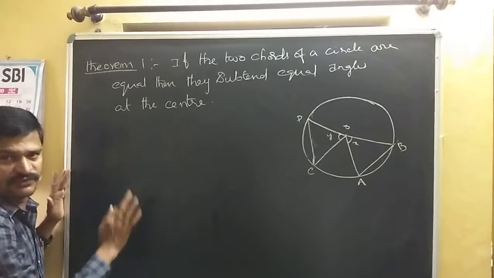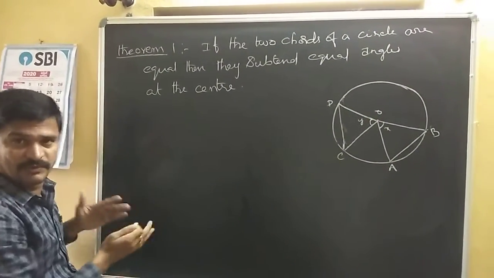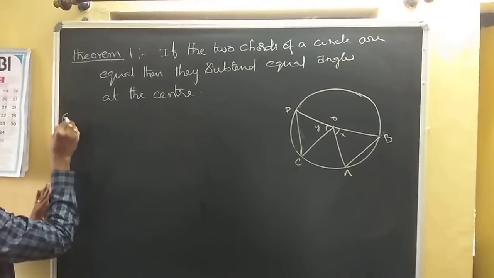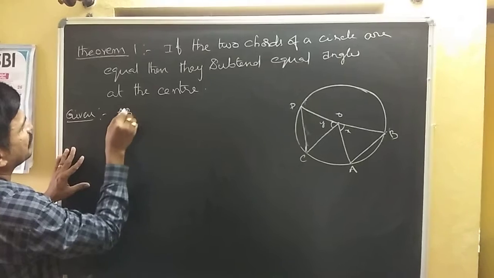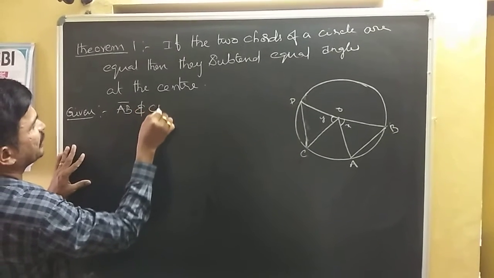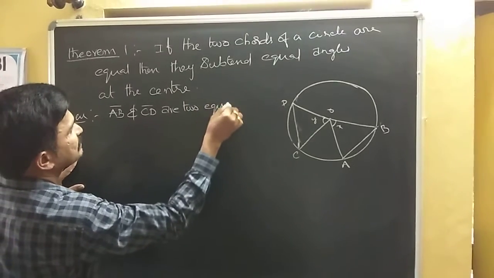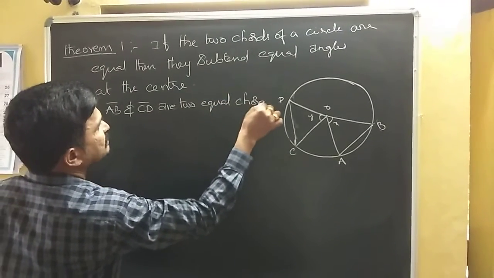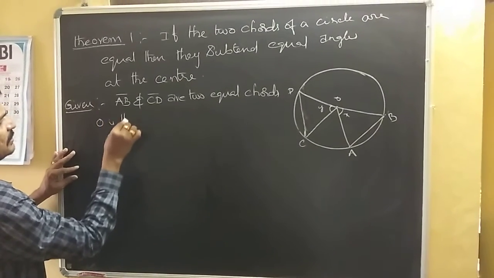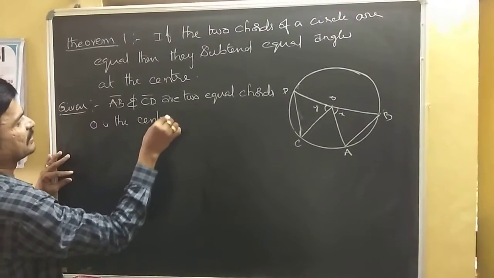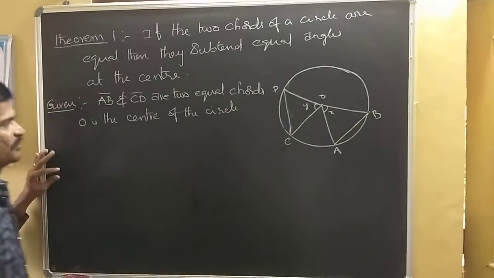As usual, steps we have to follow. What the steps we have to follow? First we have to write given and construction and RTP proof. These are the common steps. First given. What is given here? AB and CD are two equal chords. Equal chords. This is the only information we know. And O is the center of the circle. Center of the circle. Okay.